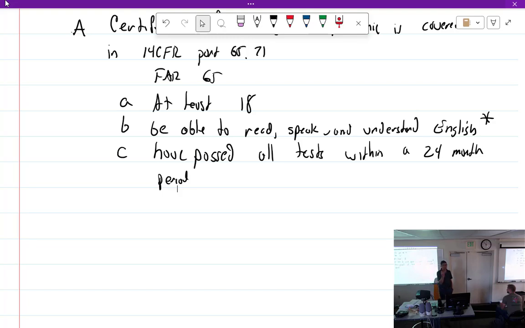So let's say you take your general today. You had better finish taking your power plant, airframe, and oral practical in the next 2 years. If you don't, you may have to retake your general. So from the start to the finish of testing, you have 24 months.